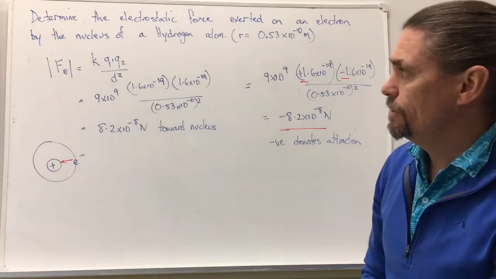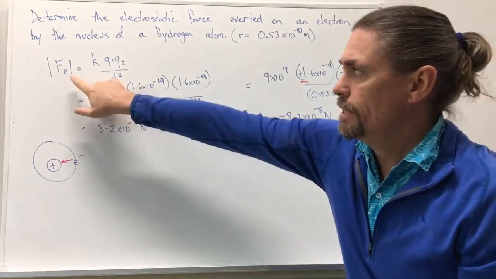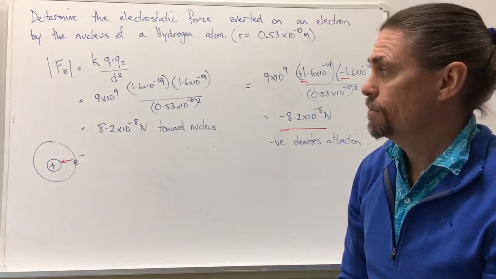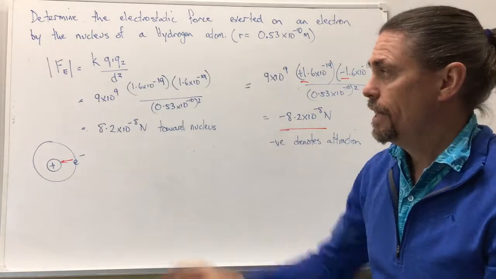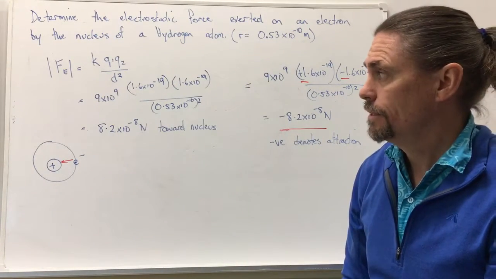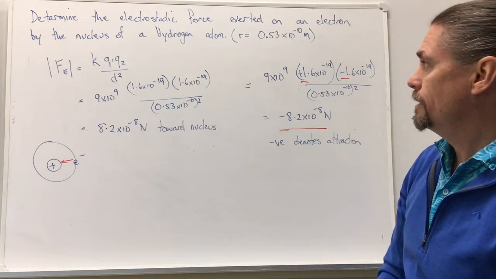Now the other thing about this is we calculate this absolute value and then we determine direction afterwards. So that's one way of doing it, and that method will come in handy when we do some of the more complex questions. But we can also look at it in terms of our positive and negative charges here.